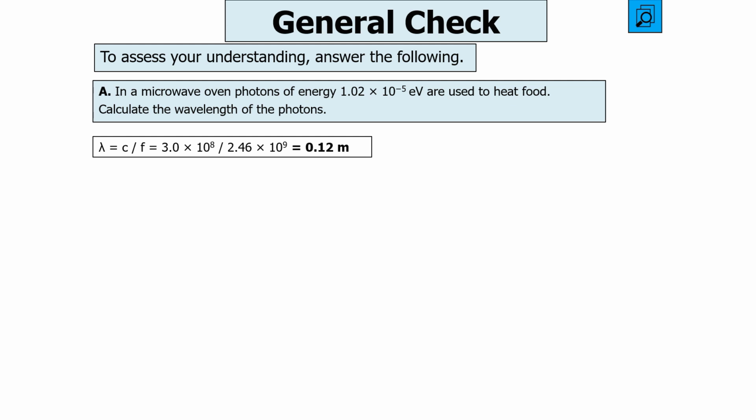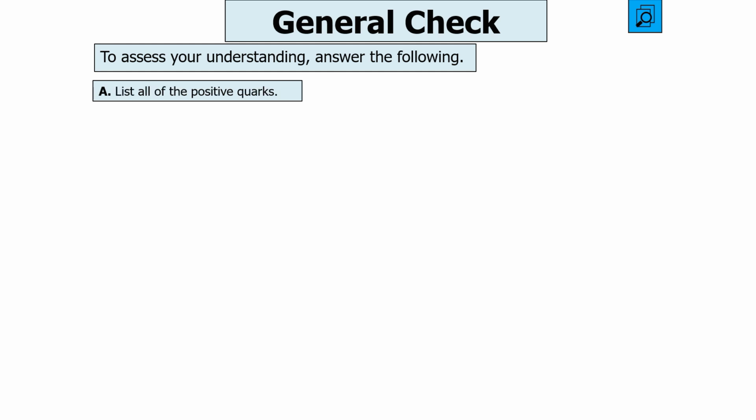The next question says list all of the positive quarks available. So pause the video now, then unpause the video when you want to go through your answer. Well, this is a knowledge-based question and our positive quarks are the up quark, the charm quark and the top quark. Next question, state the quark combinations for the proton and the neutron.